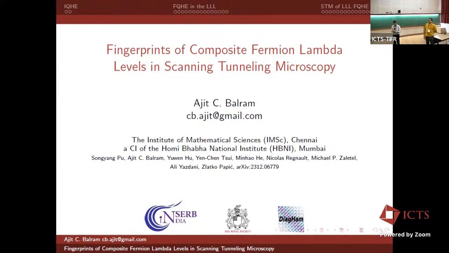The first talk will be by Professor Ajit Balram, and Ajit is going to talk about fingerprints of composite fermion lambda levels in scanning tunneling microscopy.